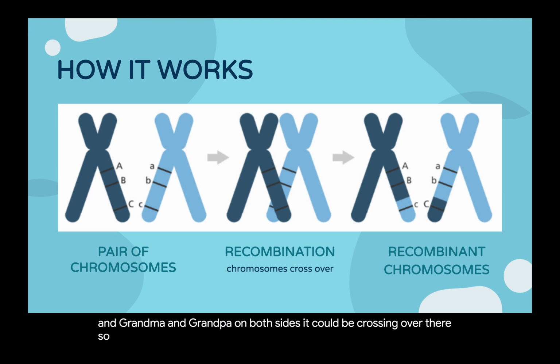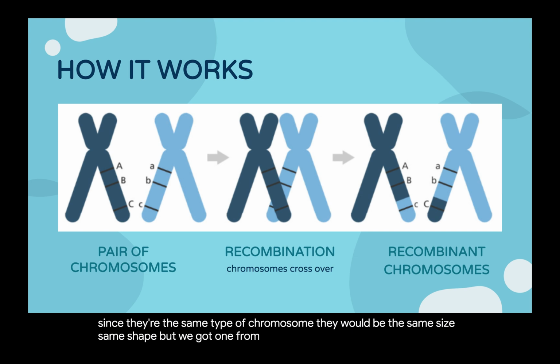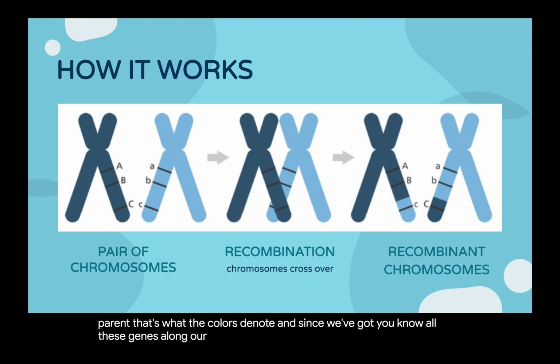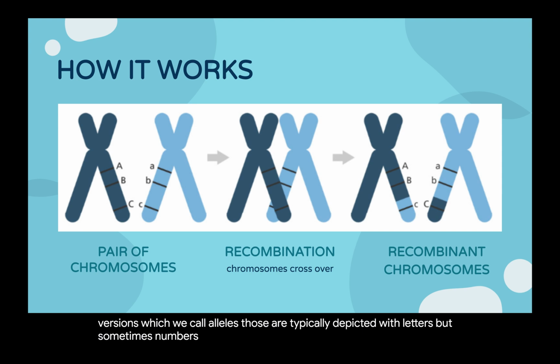So how crossing over works is, our two homologous chromosomes, which, since they're the same type of chromosome, would be the same size, same shape, but we got one from one parent and one from the other parent. That's what the colors denote. And since we've got all these genes along our chromosomes, and genes can have different versions, which we call alleles. Those are typically depicted with letters, but sometimes numbers, and a lot of times we use capital and lowercase to distinguish between the two types.